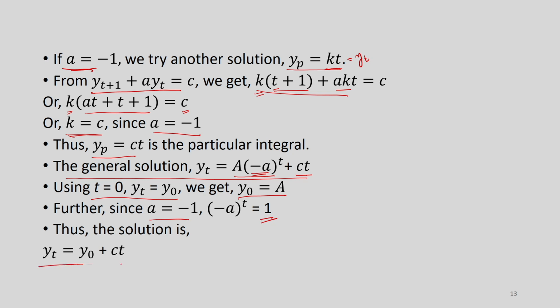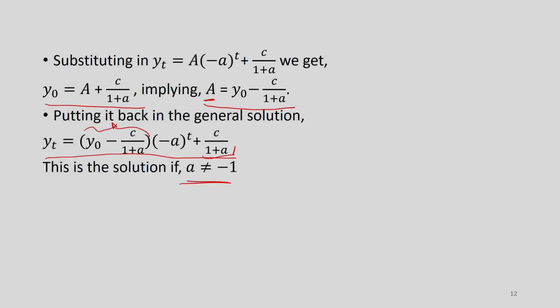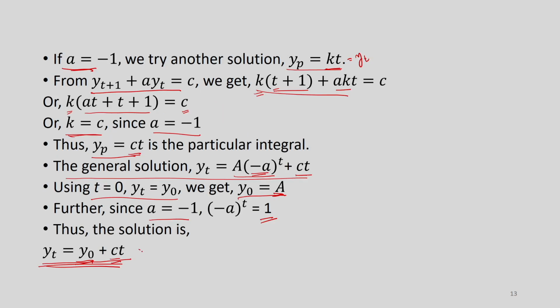So, the solution actually is a very simple looking solution. It is yt is equal to y0, where y0 is coming from this A part, the complementary function, plus the particular integral, which is ct. So, this is the solution here in the case where small a is equal to minus 1. So, actually you have two kinds of solution. This is the solution if you have a not equal to minus 1, and this is the solution where a is equal to minus 1.